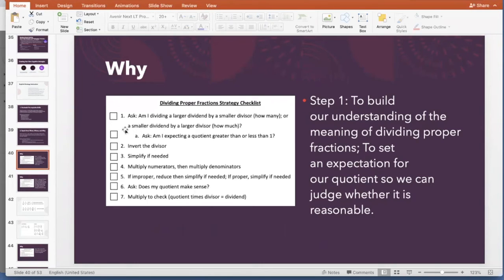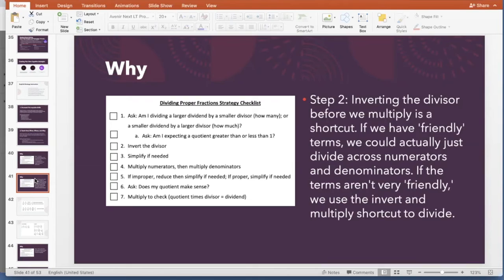So as an example, the first step in the strategy is: ask myself, am I dividing a larger dividend by a smaller divisor or a smaller dividend by a larger divisor? The why behind that step is to build our understanding of the meaning of dividing proper fractions and to set an expectation for the magnitude of our quotient so that later we can judge whether the quotient we got is reasonable, right? That's why we're doing this step. So you want to teach students the why behind each step. I think I fleshed this out for a couple of steps.